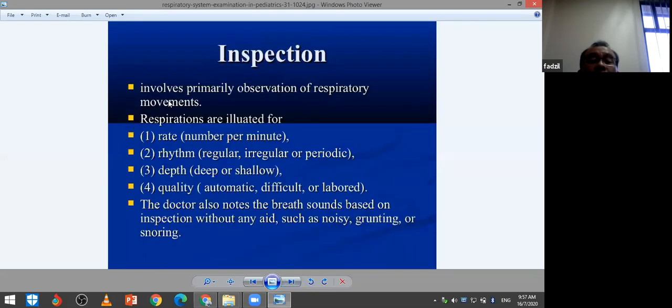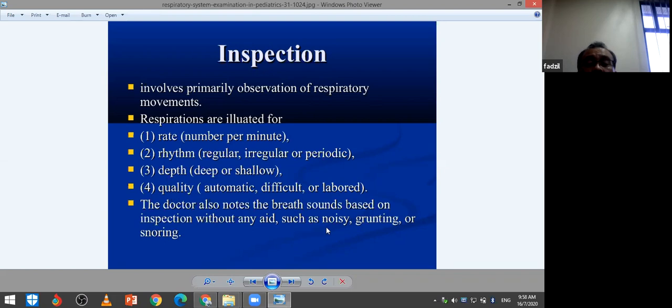Inspection. The other thing you have to do is respiratory movement. Then look at the rate, rhythm, depth, and quality. It's something that you all have to practice. Theoretically, I can say it like this, but when you see your patient, you become fluent. Everything becomes automatic. The rate per minute, you calculate; the rhythm, irregular or periodic; the depth, deep or shallow; the quality, all come automatically. Within a few seconds, you already know.